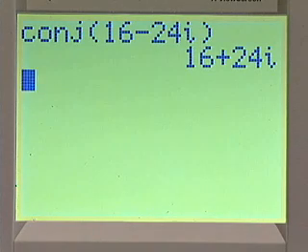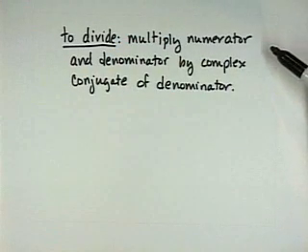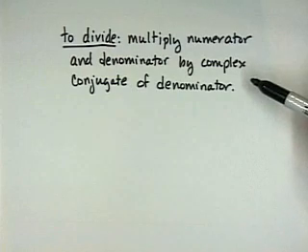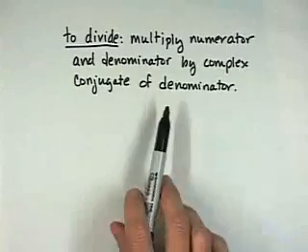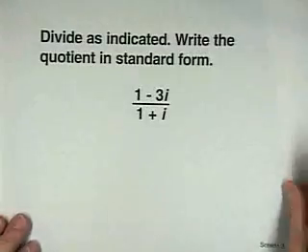Well, this is related to division in this way. If we want to divide complex numbers, what we need to do is multiply the numerator and denominator of the division problem, which you'll see will be written as a fraction, by the complex conjugate of the denominator. Let me show you what that means with an example.